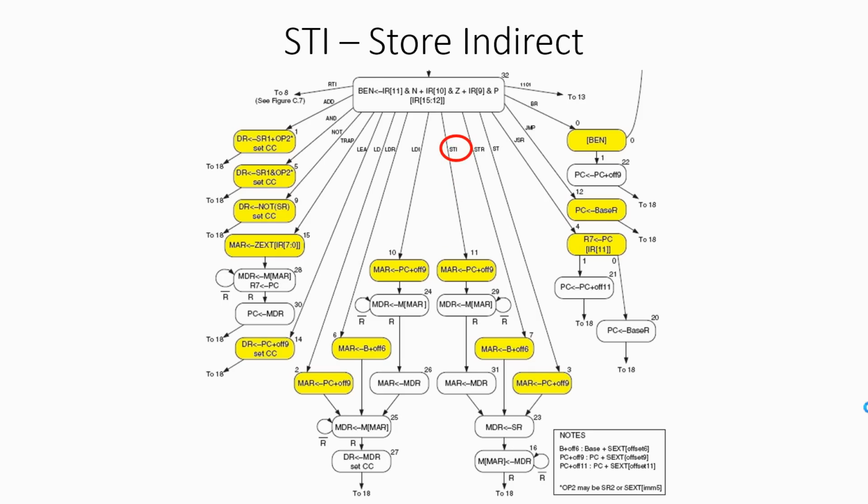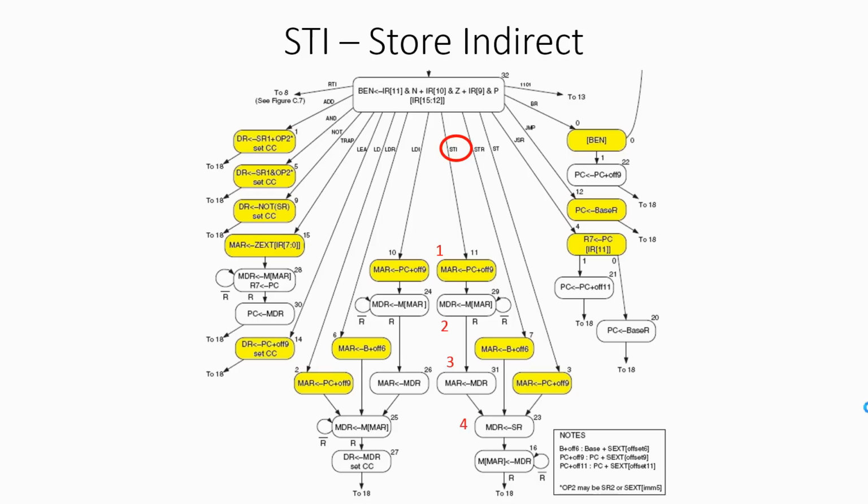The LC3 state diagram shows us 5 micro instructions for the store indirect instruction. First, the incremented PC is added to the sign extended value contained in bits 8 through 0 of the IR, and the result is loaded into the MAR. Second, the memory is read and the contents of the MAR are loaded into the MDR. Third, since the contents of the MAR are not the operand, but the address of the operand, the MDR is loaded into the MAR.